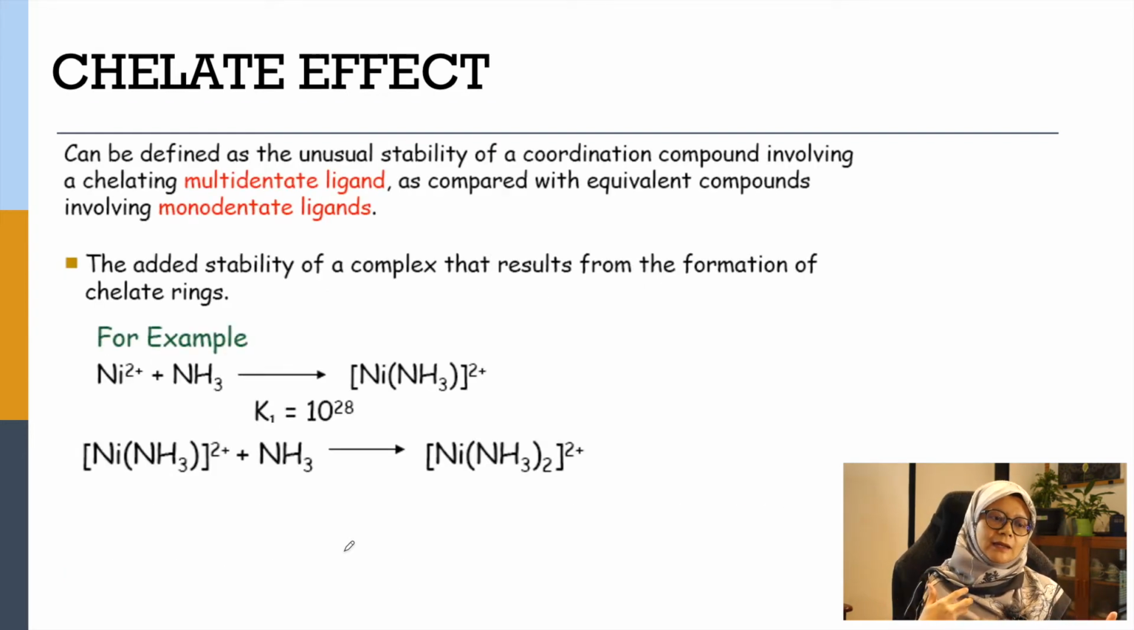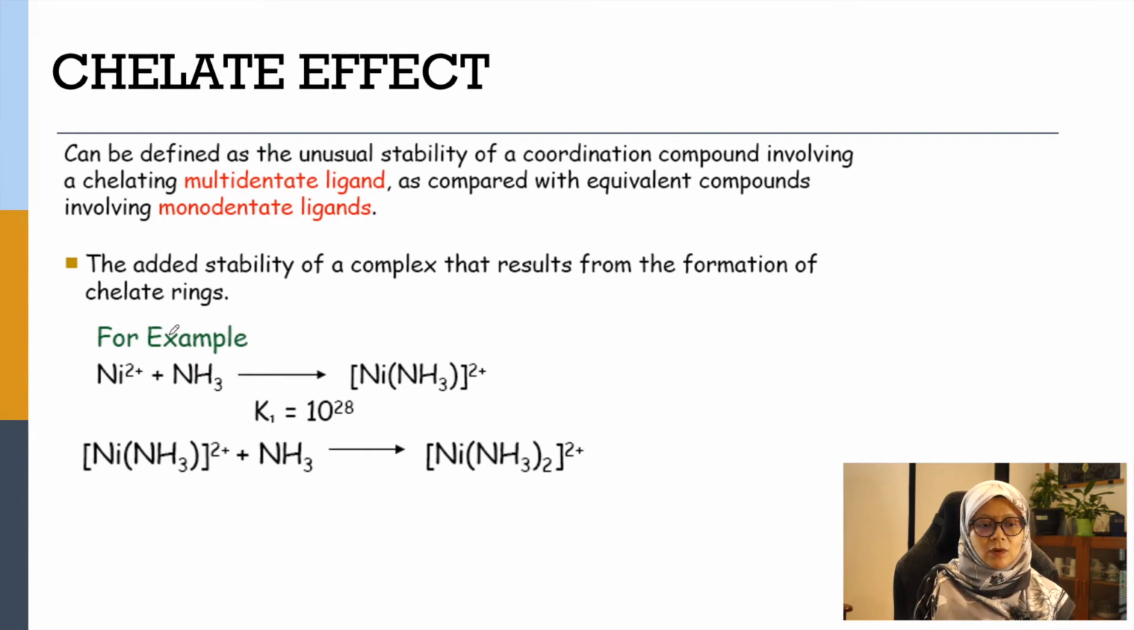Other than that, chelate effect can also be defined as the unusual stability of a coordination compound involving a chelating multidentate ligand, as compared with the equivalent compounds involving monodentate ligands. Here we have an example of nickel ion, showing the added stability of a complex that results from the formation of chelate rings.